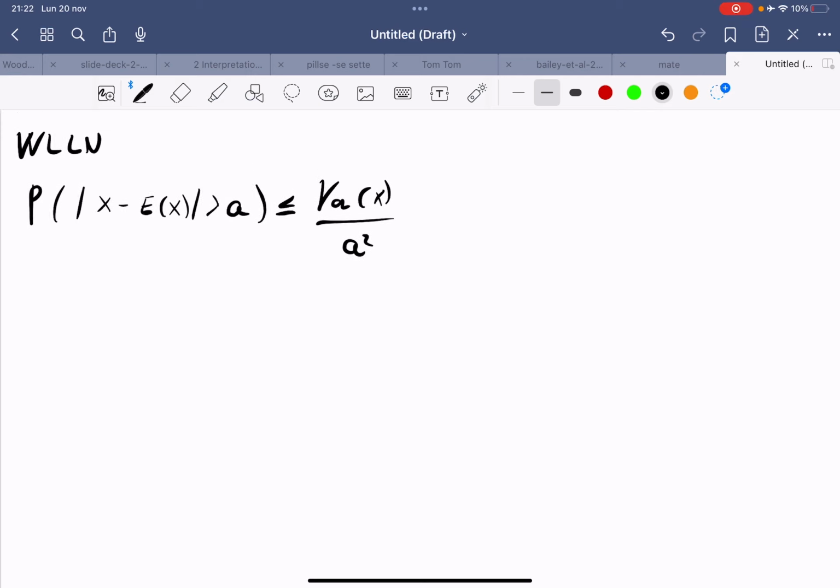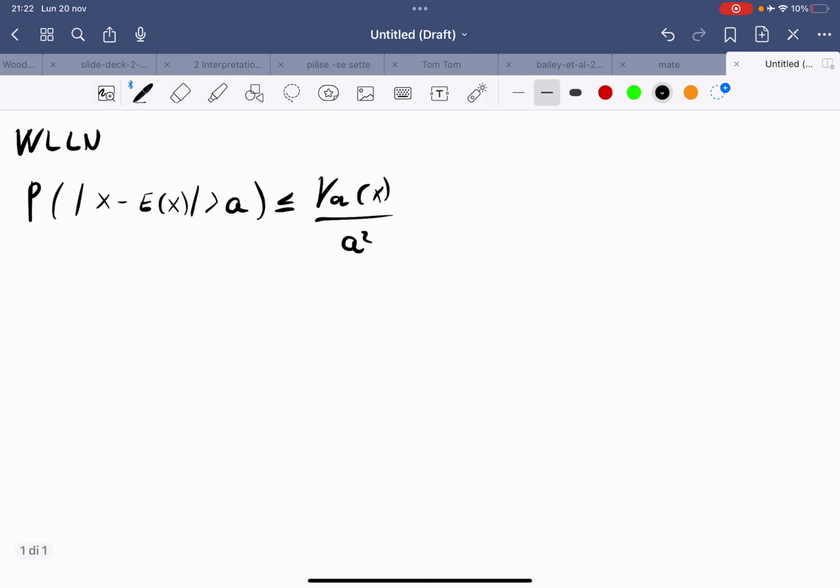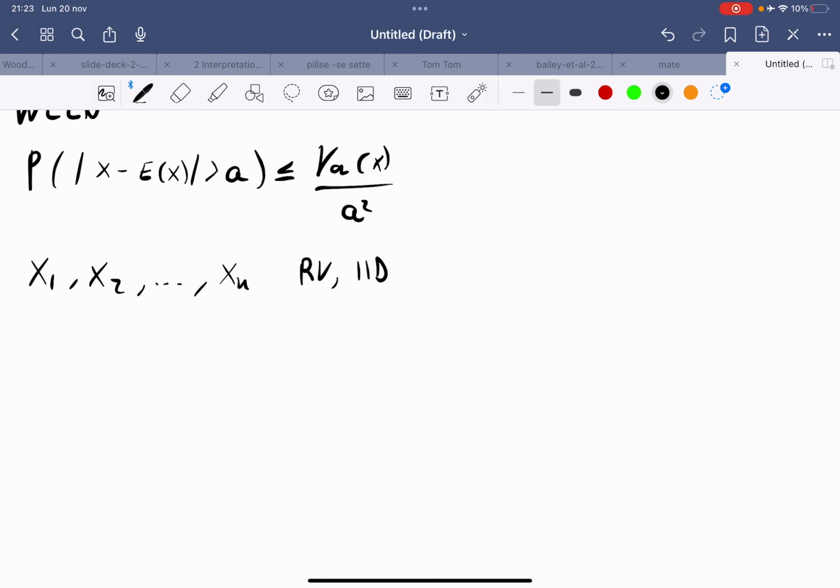Now we are going to prove the weak law of large numbers. First of all, imagine that we have a sample made of X1, X2, and so on till Xn, and those variables are random variables and they are identically independently distributed. So all these variables have the same expected value and variance: the expected value of X is mu, while the variance of X is equal to sigma squared.